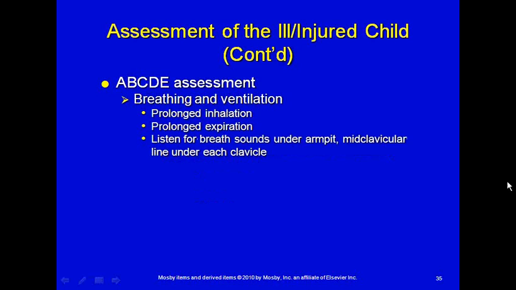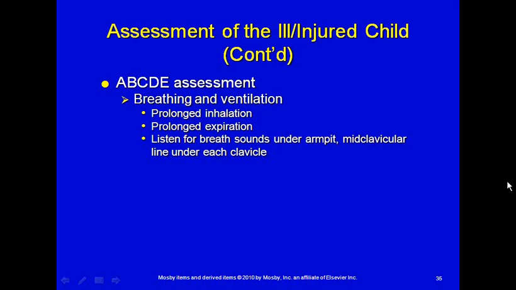As you're assessing their breathing, you also want to look at, do they have prolonged inhalation, which would indicate difficulty getting air in. And that might be something you'd see with an upper airway obstruction. Or do they have prolonged expiration, which would indicate they're having trouble getting air out, which is something you might see in lower airway obstruction. You want to listen for breath sounds under the armpit, mid-clavicular, under each clavicle, but more so under the armpit, out towards the outside of their lung fields.